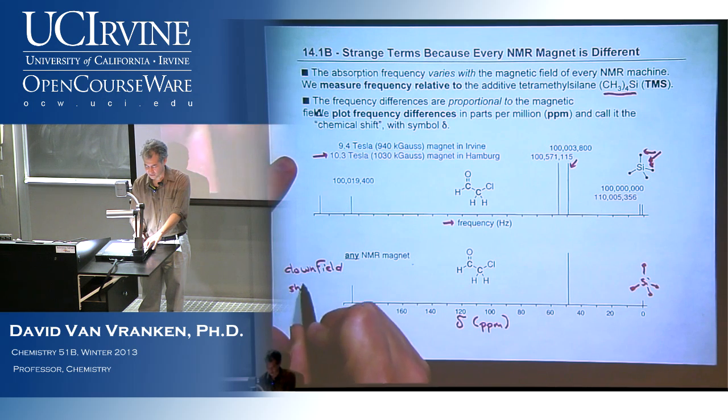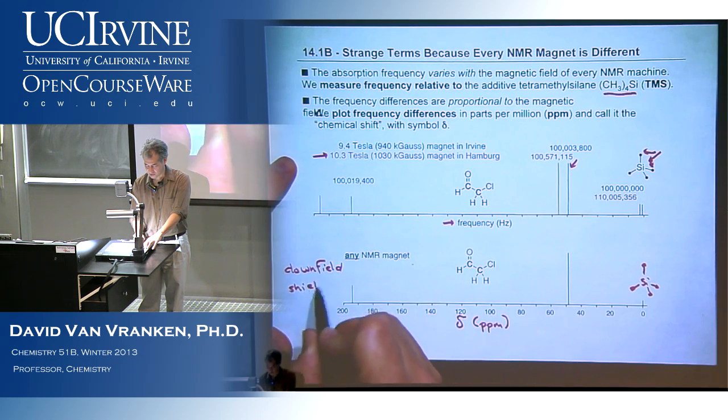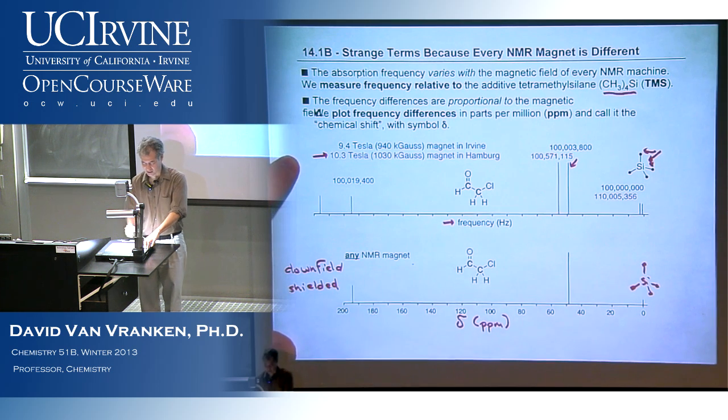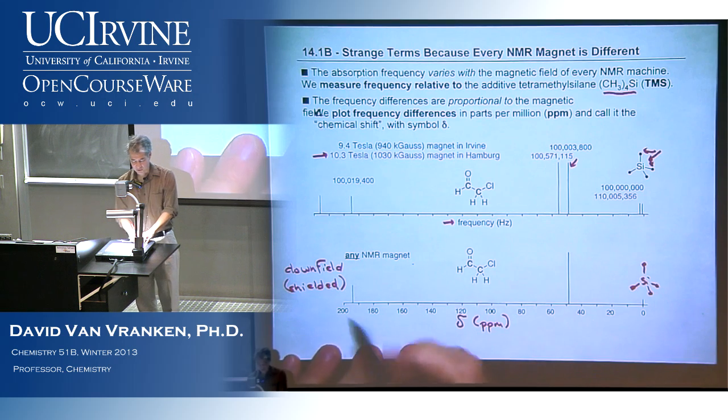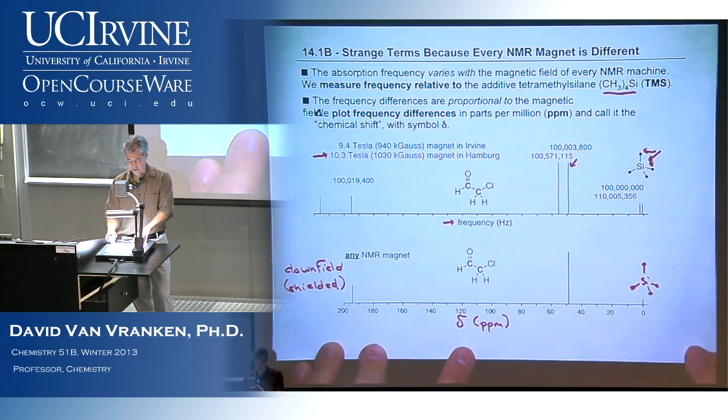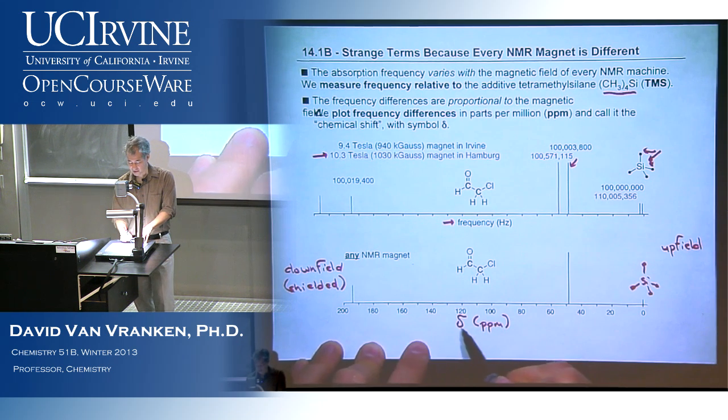The other term I'm going to use for this region of the spectrum is I'll refer to that as shielded. And I'll explain that later. Okay, so high parts per million, that's when I say downfield. Over here at this region of the spectrum at higher frequency, we're going to refer to this as upfield with low parts per million. And the other term that I'm going to use for this parts per million is chemical shift.